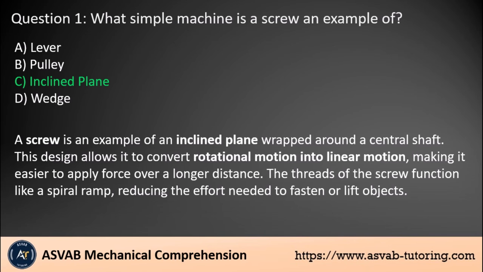Explanation: a screw is an example of an inclined plane wrapped around a central shaft. This design allows it to convert rotational motion into linear motion, making it easier to apply force over a longer distance. The threads of the screw function like a spiral ramp, reducing the effort needed to fasten or lift objects.